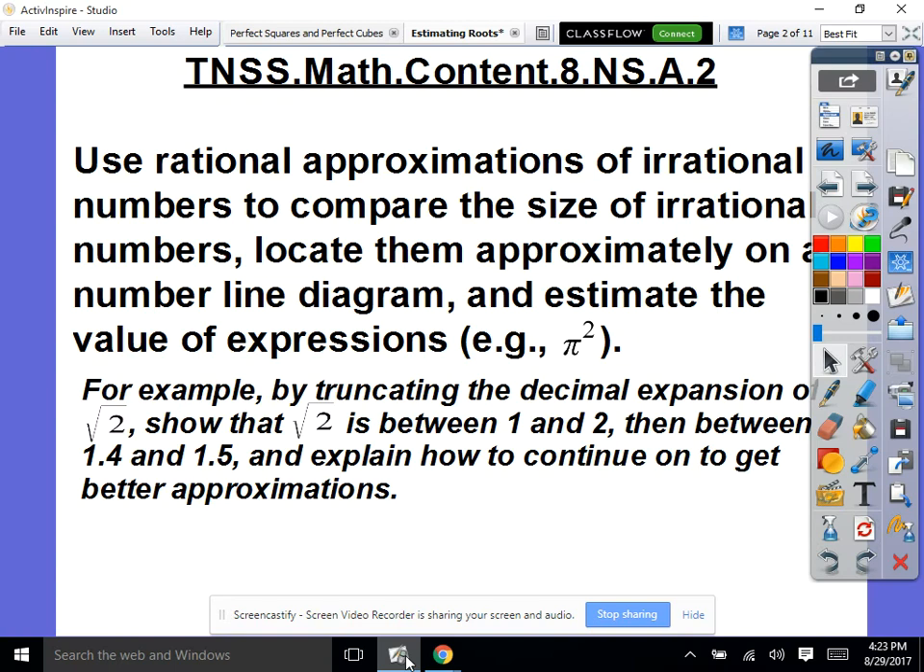Your Tennessee State Standard for today's lesson is to use rational approximations of irrational numbers to compare the size of irrational numbers, to locate them approximately on the number line diagram, and to estimate the value of expressions, that is pi squared. For example, by truncating the decimal expansion of square root of 2, show that square root of 2 is between 1 and 2, then between 1.4 and 1.5, and explain how to continue on to get better approximations.